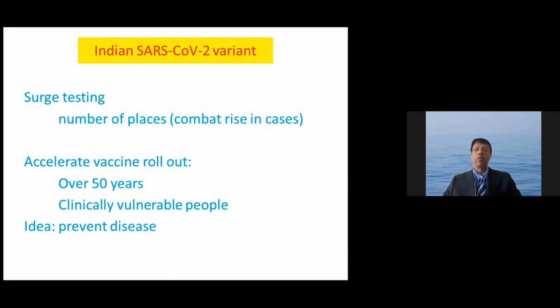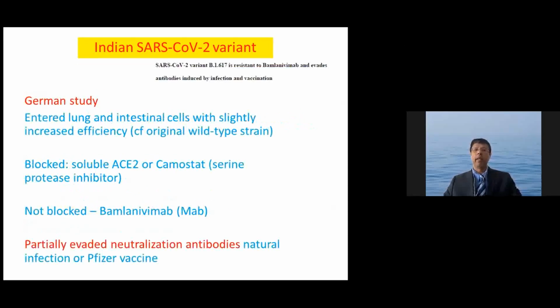That is, those over the age of 50 would get the vaccine now in 8 weeks rather than 10 to 12 weeks. And again, this applies to clinically vulnerable people. The idea is to prevent disease. As I told you, the important thing is to prevent severe disease, hospitalization, and death in this group of patients. And if you have higher neutralizing antibodies and T cells, the chance of doing this would be better, especially in the areas that have been affected.